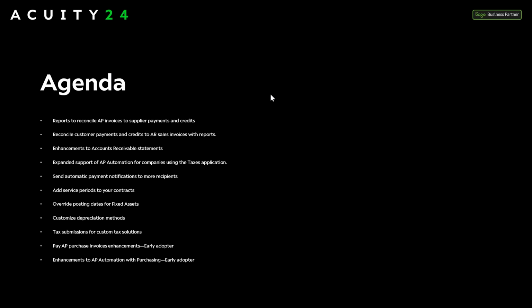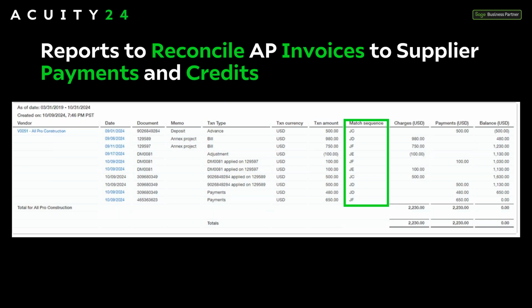Okay. So firstly, we're going to start by looking at how they've now enhanced the reconciliation of AP invoices to supplier payments. Essentially, what they've done is there is a matching sequence that you can set up. We set it up in an alphanumerical format, essentially helping you see what invoices have been matched to what payments or credits or whatever the case is.